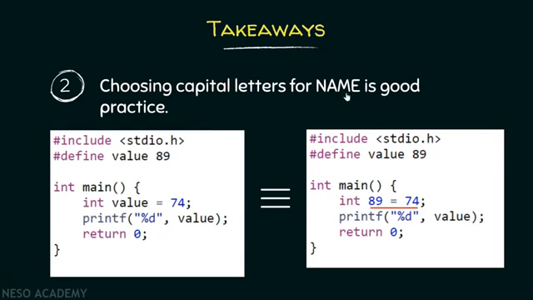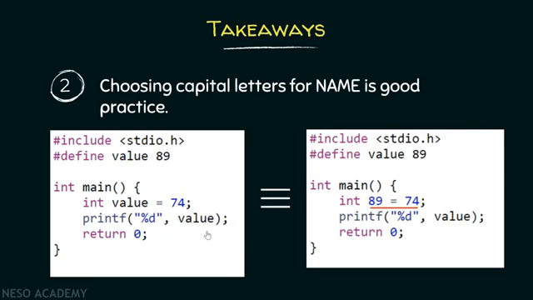Choosing capital letters for the name is a good practice. For example, here you can see I'm not using capital letters for the name. Now what is the disadvantage you may get? It is possible that I declare a variable with the same name, and I assign it a value 74 and simply try to print this value. Now we got an error out of this because our macro has the same name. The preprocessor does its job and replaces this name with 89 wherever it finds it. Here also it replaced this with 89 and this also with 89.